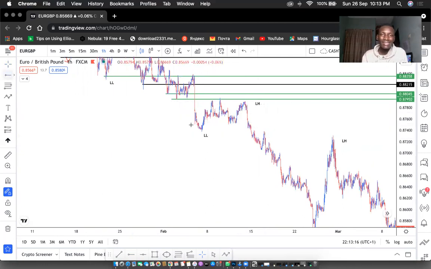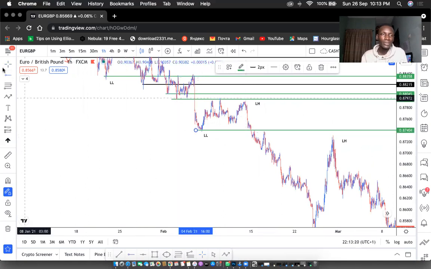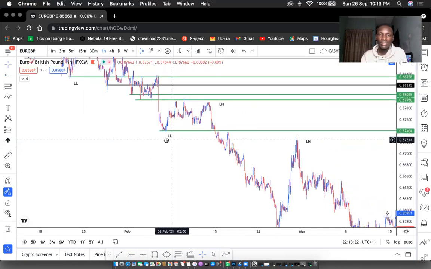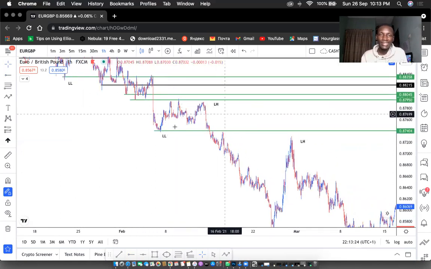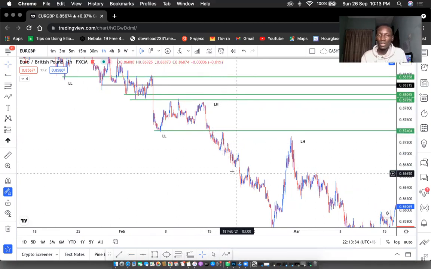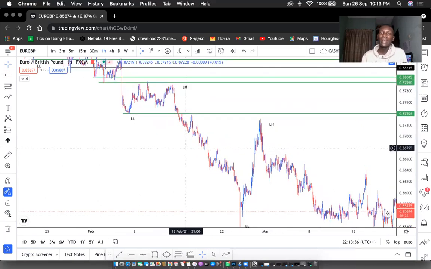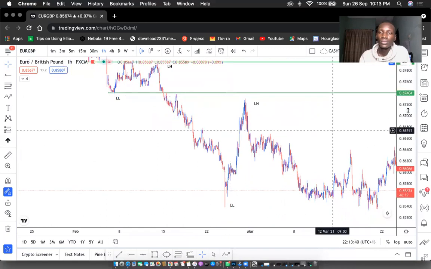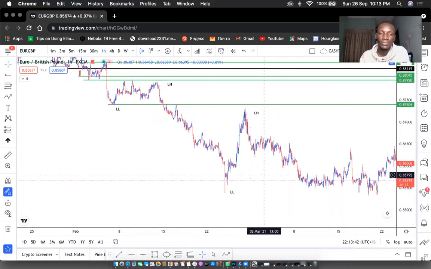So where is the next area that it needs to break? That's the point. This is the structure. It needs to remove this structure. Now look at it here. Immediately it removed the structure, it came back to it again, tested it, and it dropped. It came back to it again, tested it, and it dropped. Please use an area a maximum of 2 times. Don't use it more than 2 times.